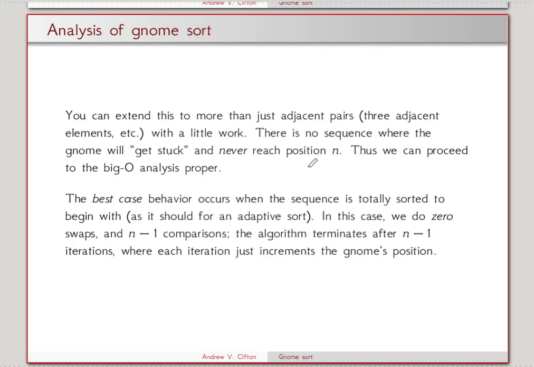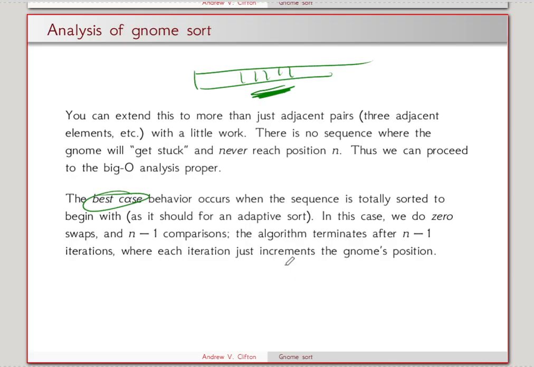That only shows it for pairs, right? You could extend that to talk about 3 elements or 4 elements. It's a little bit of work, but basically there's no sequence of elements in our array where the gnome will just get stuck bouncing back and forth. So we know that our loop will end, and we know that our algorithm actually sorts. So we can actually do the analysis here.